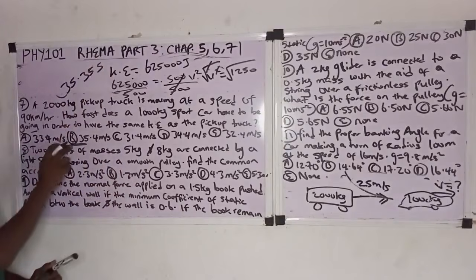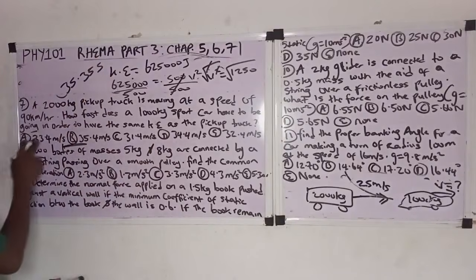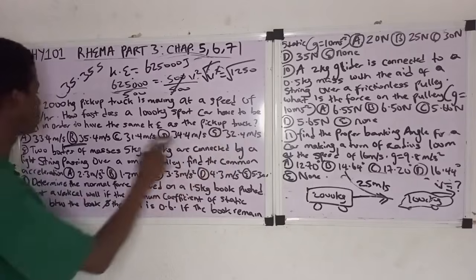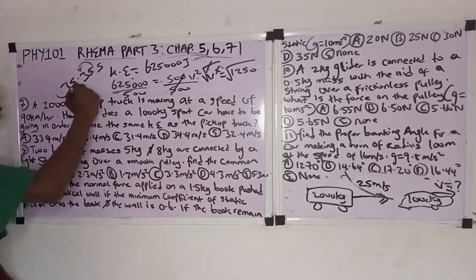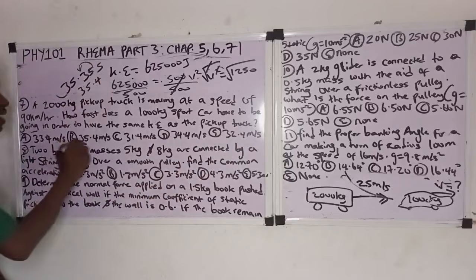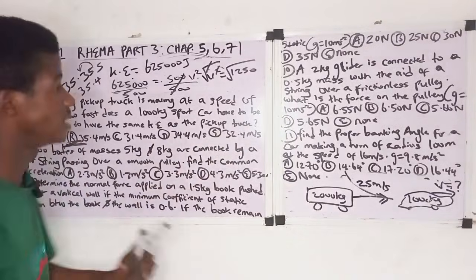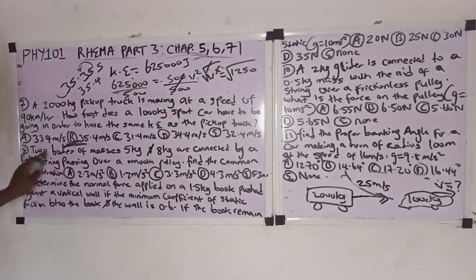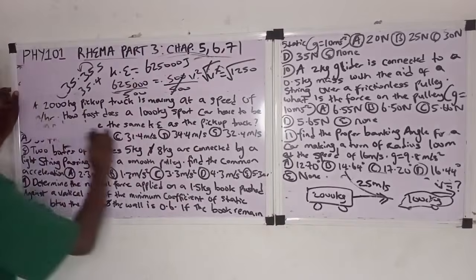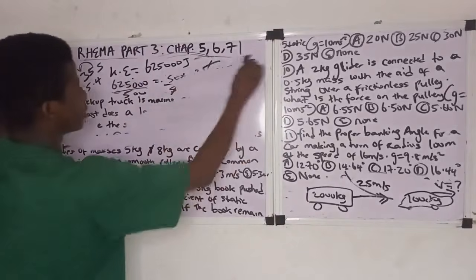So if you look at the options, A is 33, this one is 31, this one is 34, this one is 32. But look at B, B is 35.4. So if I approximate this to 35.4, the answer is B. Okay, so it's very, very easy. And let's continue with question 8.